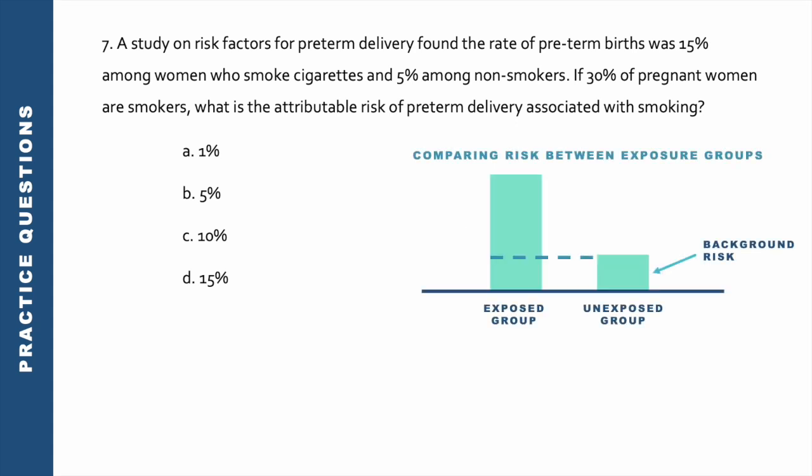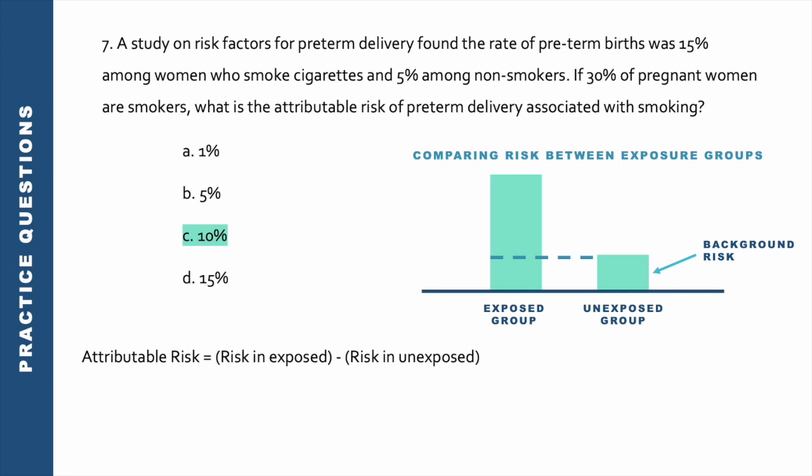This question is asking about attributable risk, which you should recall from the outbreak investigation lecture. Attributable risk is the proportion of disease incidence in the exposed group that can be attributed to the exposure, which we find by subtracting the incidence in the unexposed, the background risk, from the incidence in the exposed.